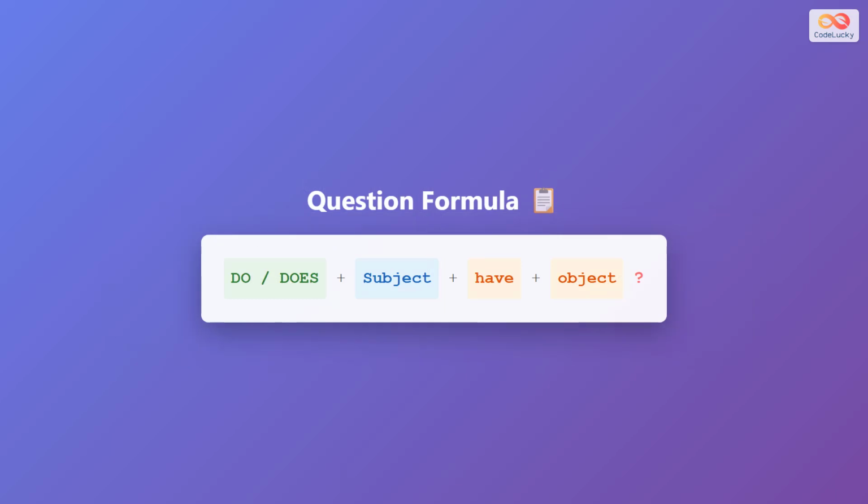The formula for asking questions with have is do or does plus the subject plus have plus the object followed by a question mark. This structure works for all types of questions about possession or ownership.